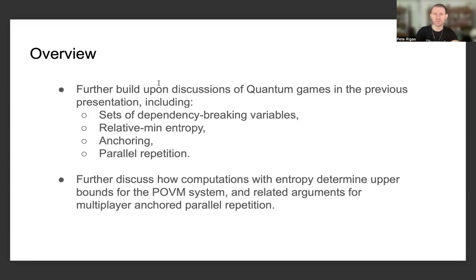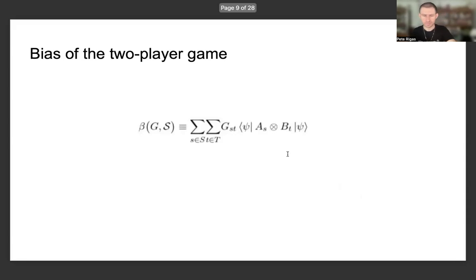helpful, namely for the viewer to recall that we further built upon discussions of quantum games in previous presentations, including defining sets of dependency breaking variables and how these can be used to remove quantum correlations, the relative min entropy, anchoring, and parallel repetition. And altogether, this was allowing us to further discuss how computations with entropy determine upper bounds for the POVM system and related arguments for multiplayer anchored parallel repetition.